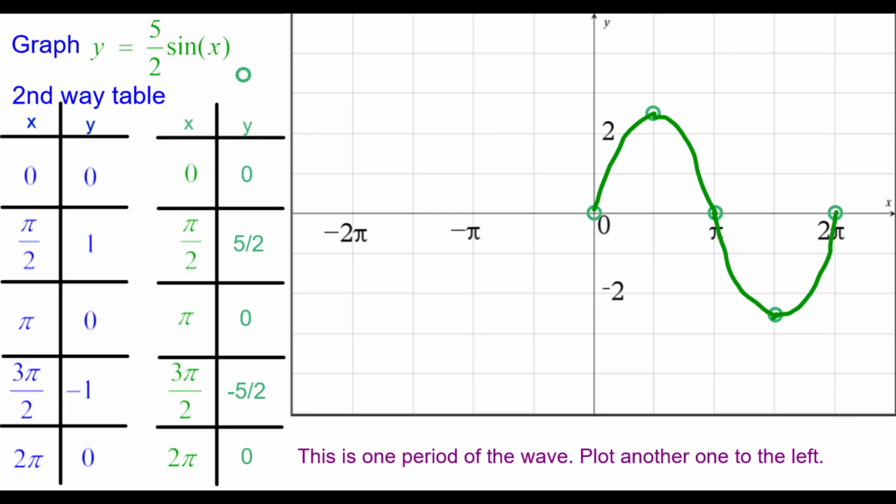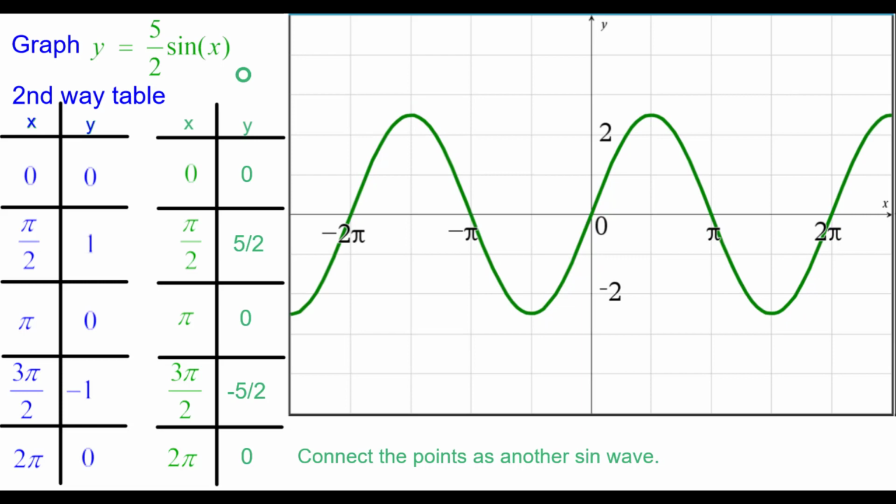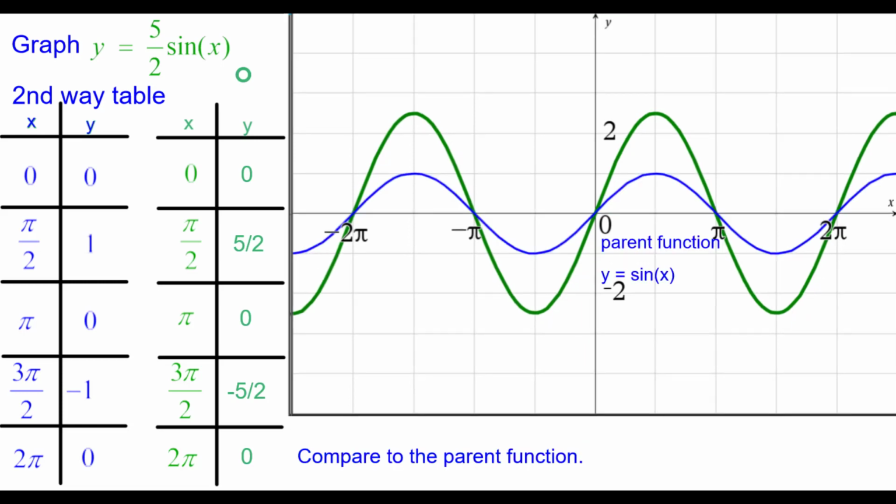So we'll start at the origin and go back a period, 2 pi, to negative 2 pi, 0. The max goes back a period. This point of inflection goes back a period. And this minimum goes back a period of 2 pi. Again, connect the points. Frown, smile. And comparing that to the parent function as we did before.